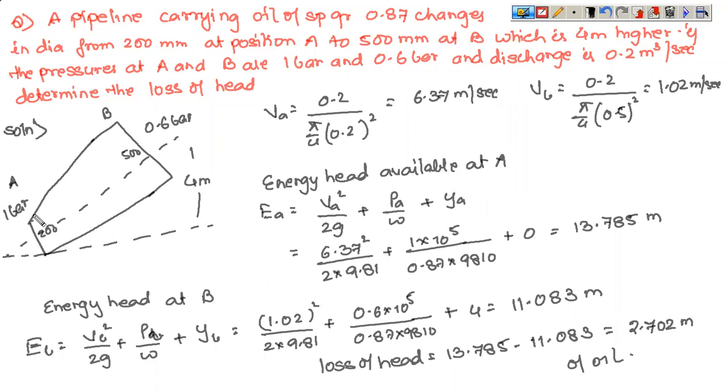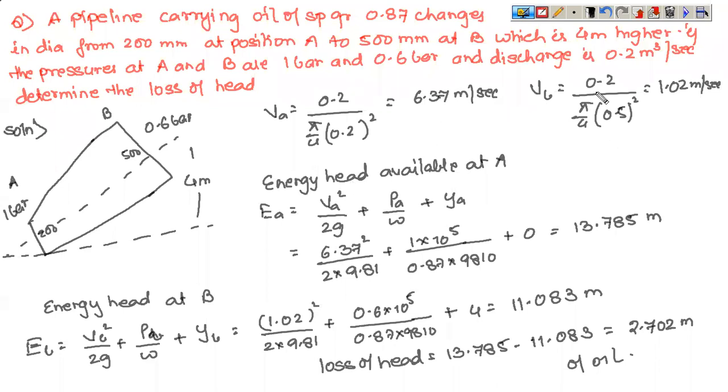So I have drawn this diagram. The entry diameter is 200 mm. The exit diameter is 500 mm. Here you have 1 bar. This is point A and this is point B, and the exit is 0.6 bar. Now, what is the velocity at A? Q divided by A is velocity because Q is equal to AV. So Q is 0.2 meter cube per second and area is pi by 4. 200 mm is 0.2 meters. So 0.2 whole square. So this gives you velocity at entry as 6.37 meters per second.